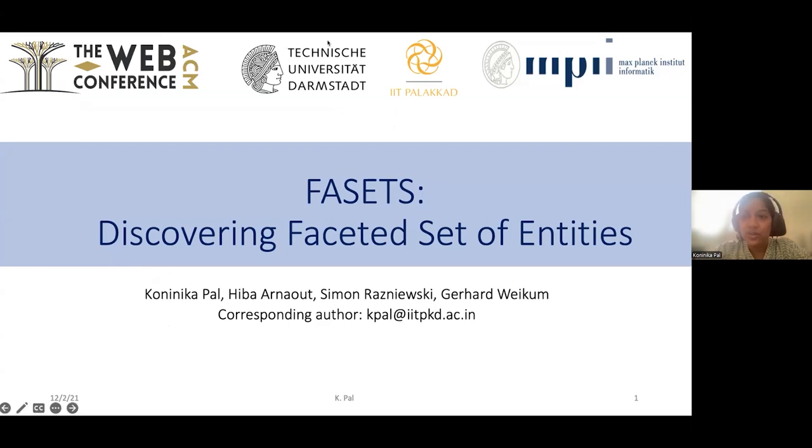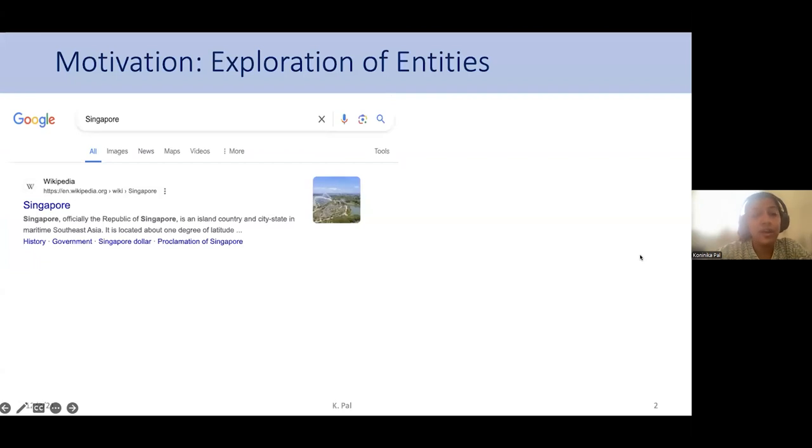Today I'm going to talk about our work, FASETS, discovering faceted sets of entities, which was mainly done at MPI with collaborators Hiba, Sinwan, and Gerhard. Discovering faceted sets of entities simply means set expansion, however, the expansion over different facets. So the very first question is: why are we actually talking about such a faceted exploration?